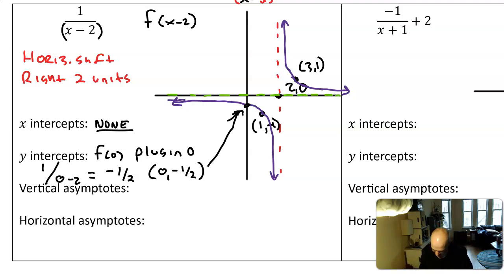Vertical asymptotes. Well, it would have been at 0, and it's shifted over to 2, so we're going to say it's at x equals 2. And the horizontal asymptote is still at y equals 0.